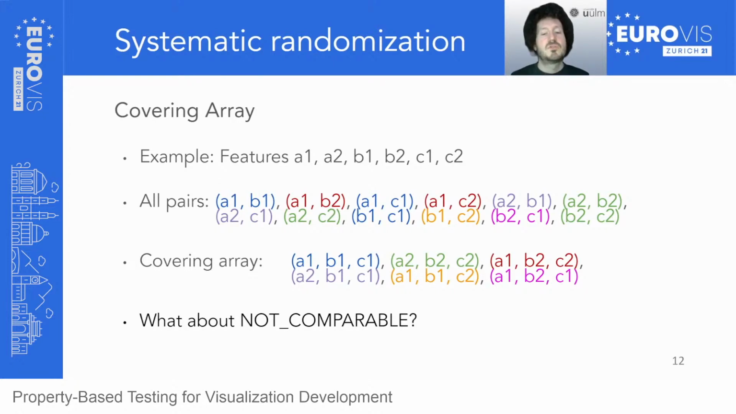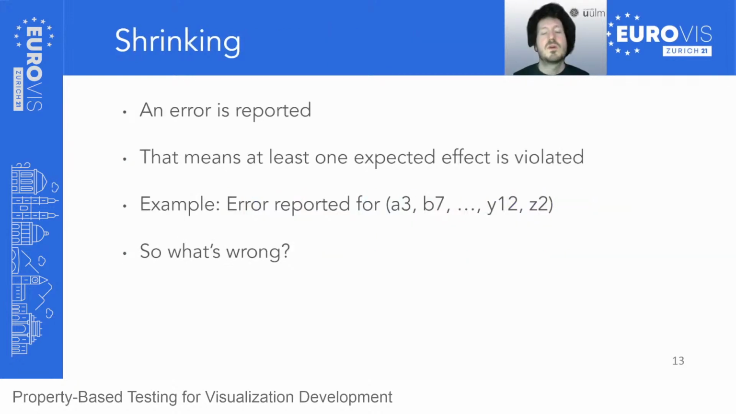Okay, so now that we can generate test cases, we can finally find errors in our visualization, can we? Well, imagine the property analyzer reports an error. That means at least one of the expected effects is violated. In this error that you can see here, it reports which values it used for which property and shows the resulting image. In my example, we have randomized as many properties as there are letters in our alphabet.